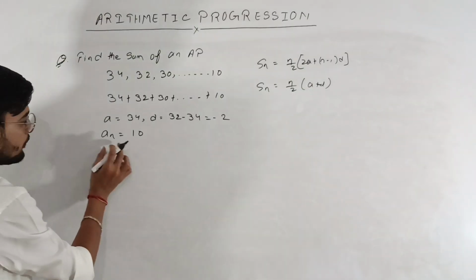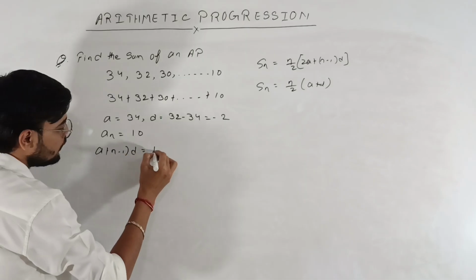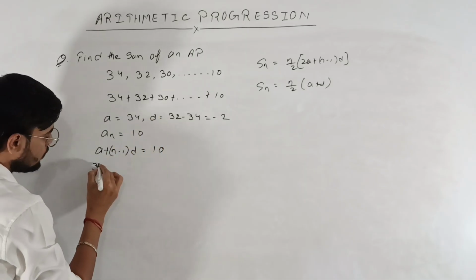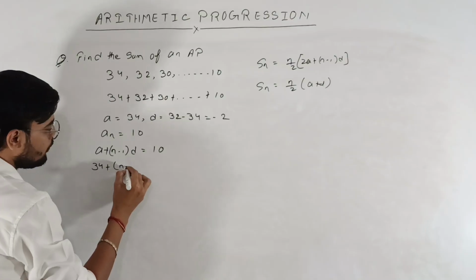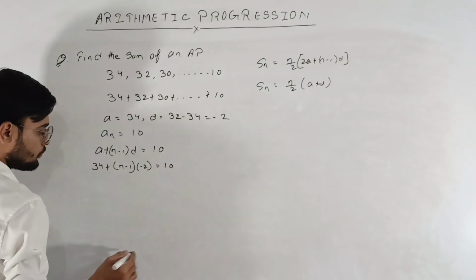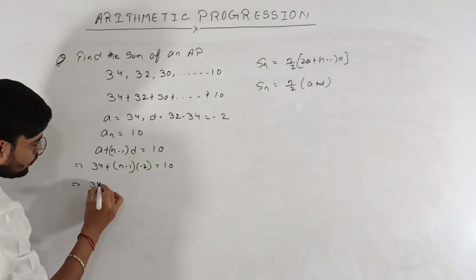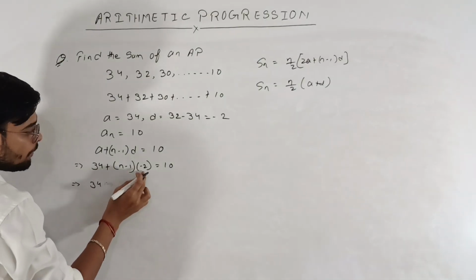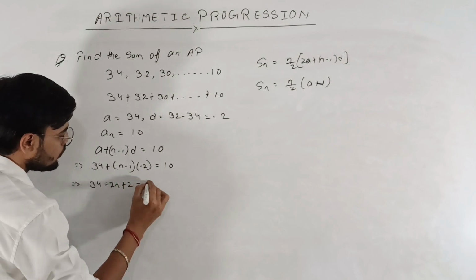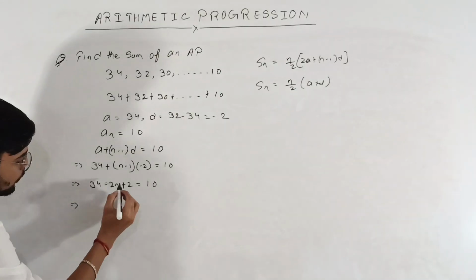Now a_n is 10. So in place of a_n, what do I write? a plus (n minus 1) times d is equal to 10. So a is 34. 34 plus (n minus 1), d is minus 2, is equal to 10. So now calculate this one. 34 minus 2 plus n is minus 2n, minus minus plus 2, is equal to 10. So now from here, what is n?